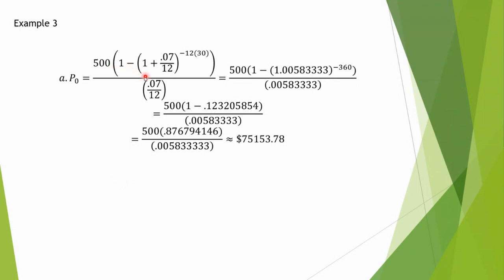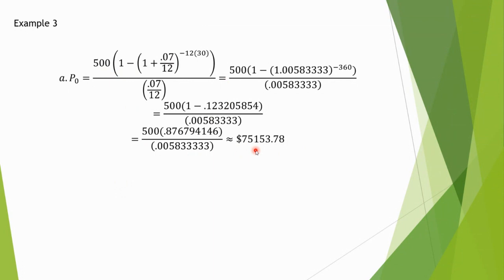Essentially, it's almost like before. It's just that instead of 0.05, we have 0.07. Instead of 700, we have 500. I did all this in a calculator, and after all that, this is what we get. So the biggest loan we can afford is $75,153.78. So that's what we get there.